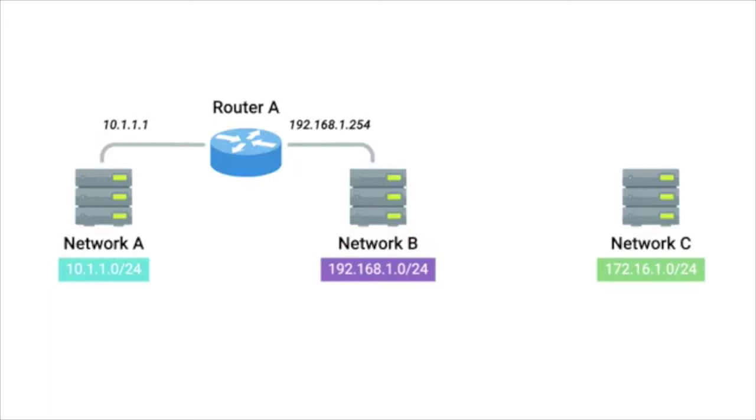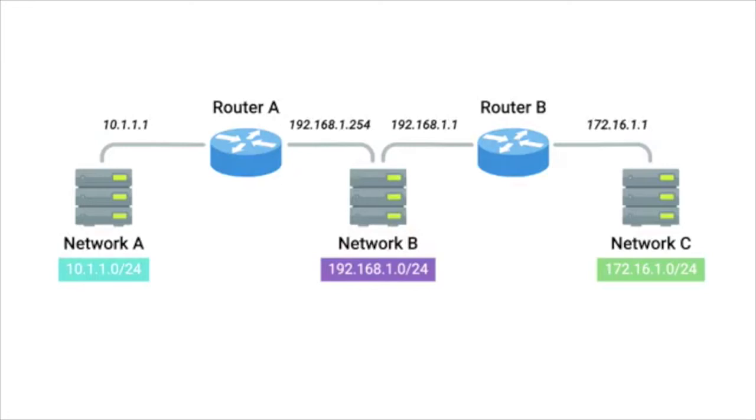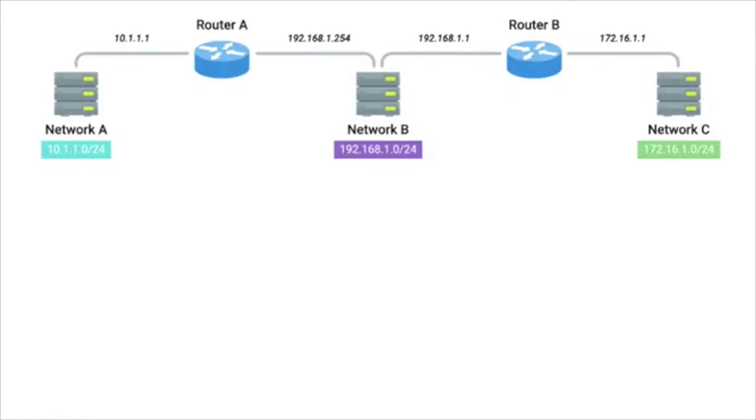There's a second router, router B, which connects networks B and C. It has an interface on network B with an IP address of 192.168.1.1 and an interface on network C with an IP address of 172.16.1.1.